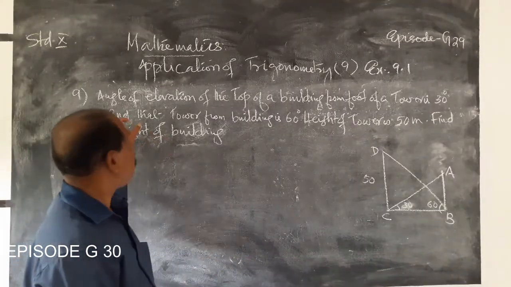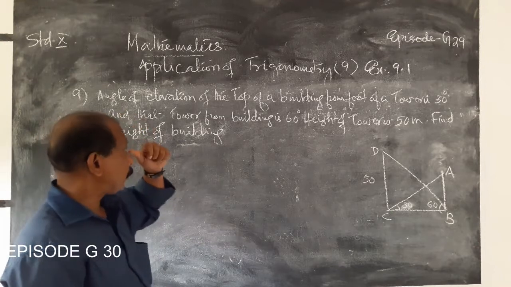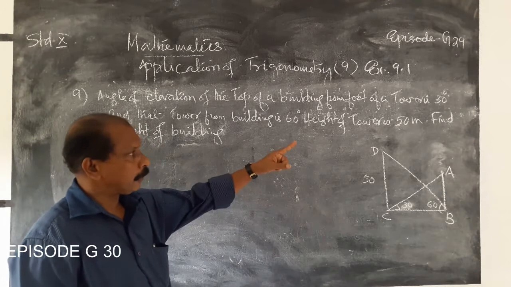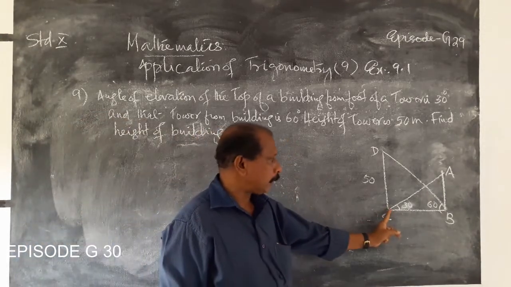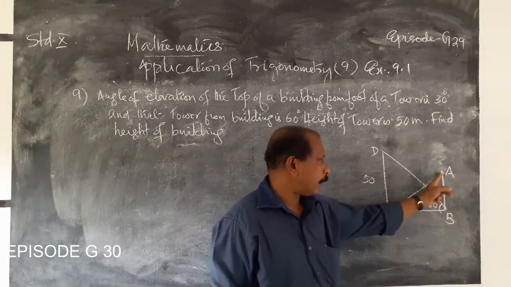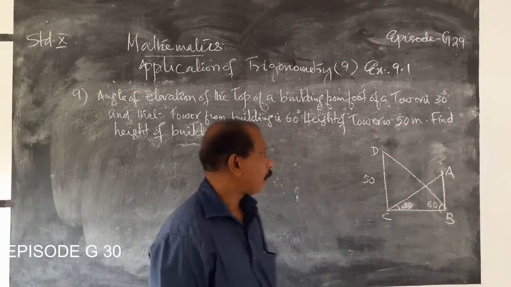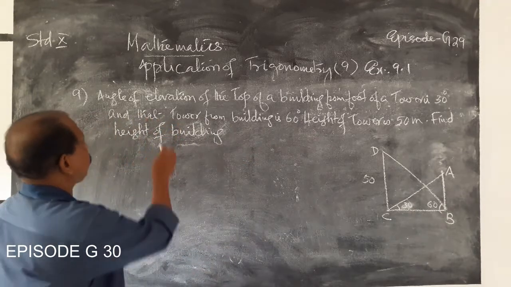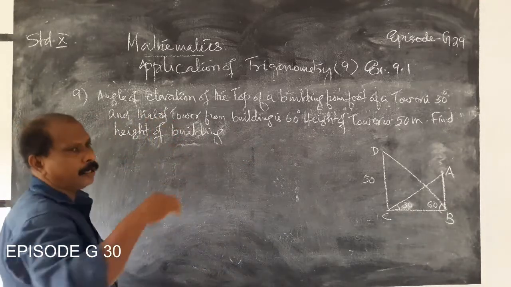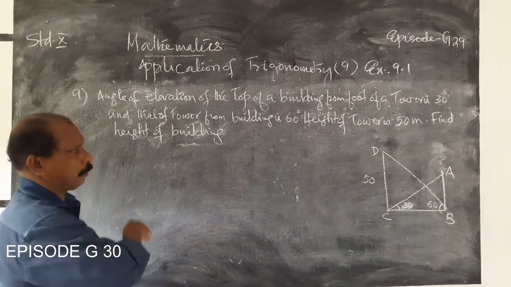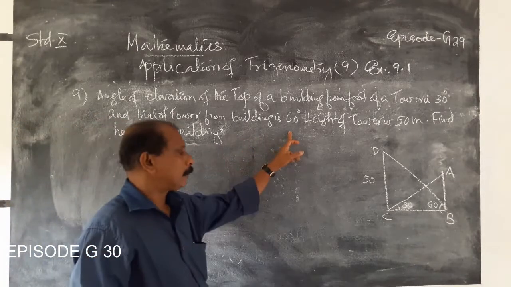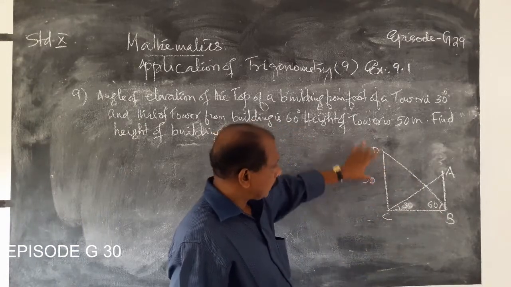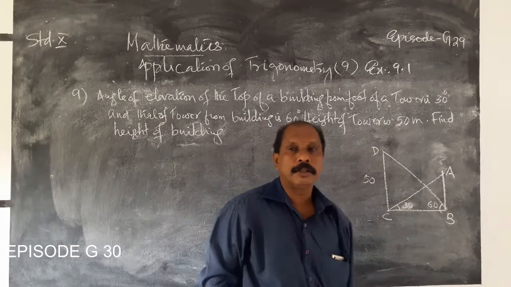The ninth question is, the angle of elevation of the top of a building from the foot of the tower is 30 degree. That is, from C, the angle of elevation of A is 30 degree. And that of the tower, that means the angle of elevation of the top of the tower from the foot of the building is 60 degree. That is, this angle is 60 degree. The height of the tower is given, it is 50 meter. Find the height of the building.